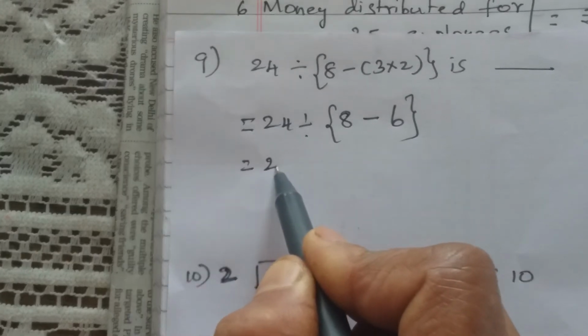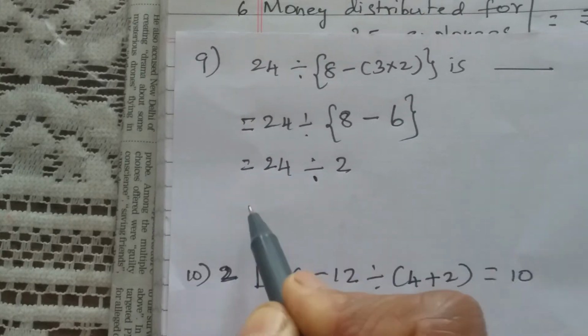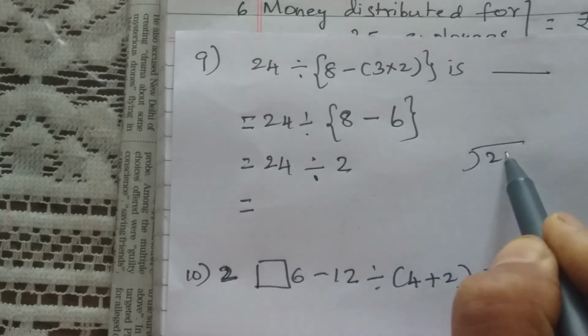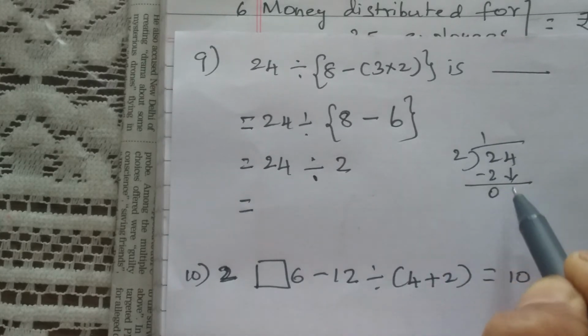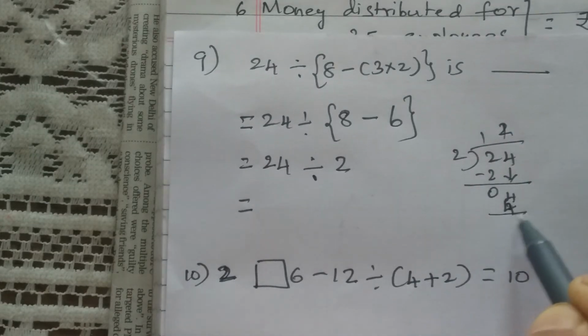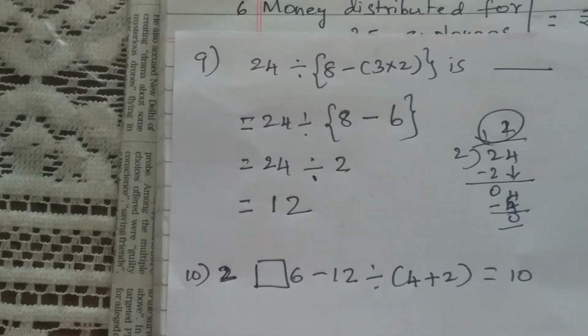Now it is 24 divided by, what is 8 minus 6 is 2. Now that is equal to 24 divided by 2. How to divide 24 by 2? Divide quickly. 2 ones are 2. Remainder 0. Bring down the next number. 2 twos are 4. 4 minus 4 is 0. So what is the answer? The quotient 12 is the answer for this question. Okay, question number 9 is over.